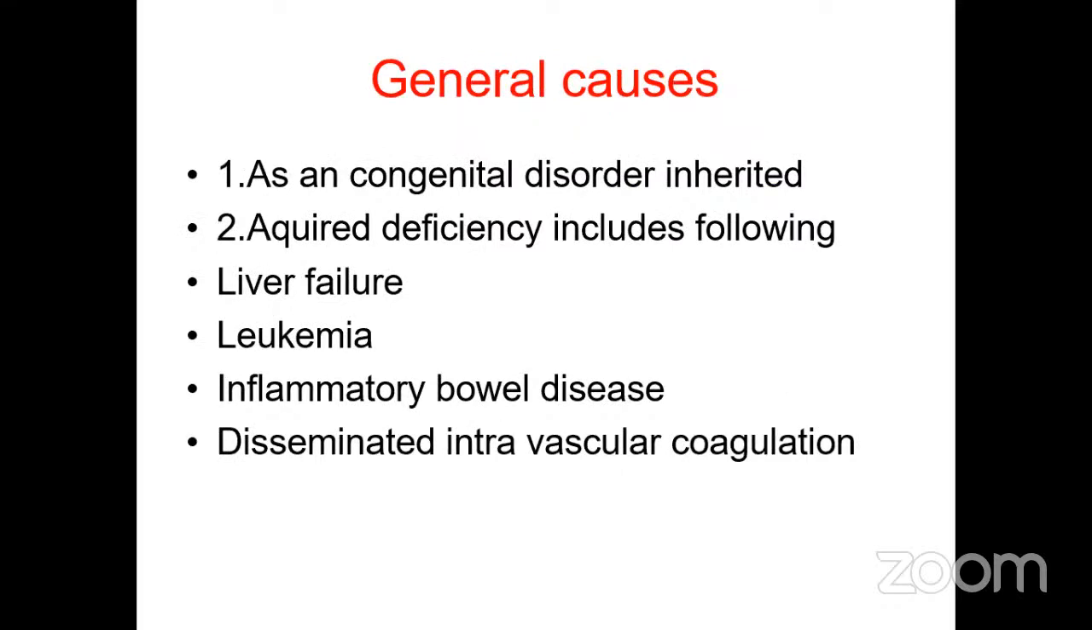What are the general causes of factor 13 deficiencies? As we discussed, deficiencies mostly occur due to gene mutations, as a congenital disorder or passed through inheritance. Some acquired deficiency cases are generally observed in liver failure, leukemias, inflammatory bowel diseases, and disseminated intravascular coagulation.